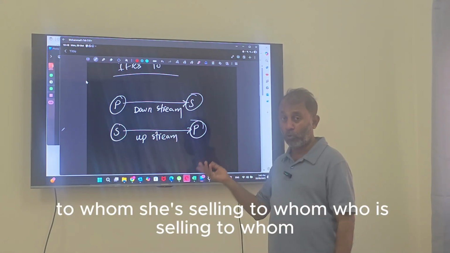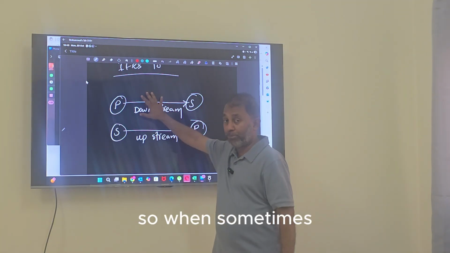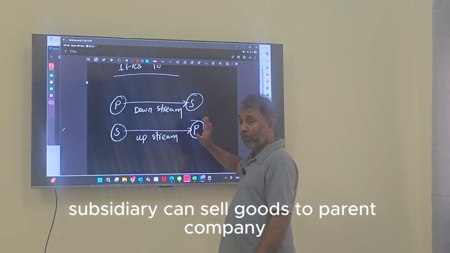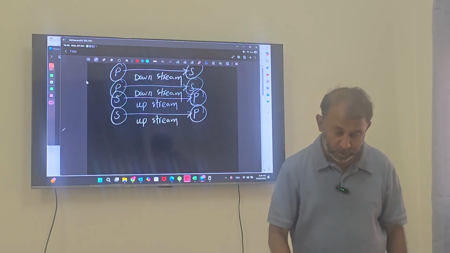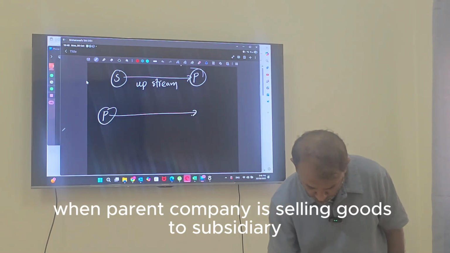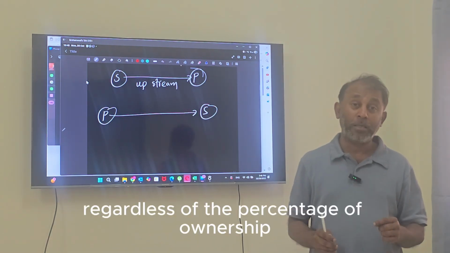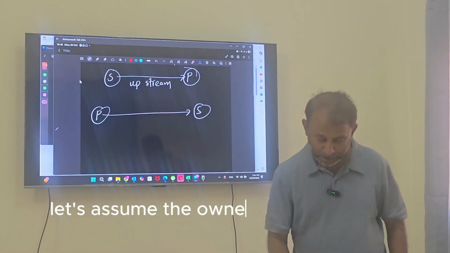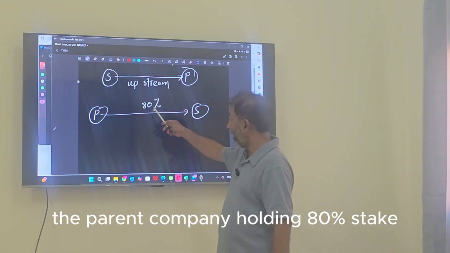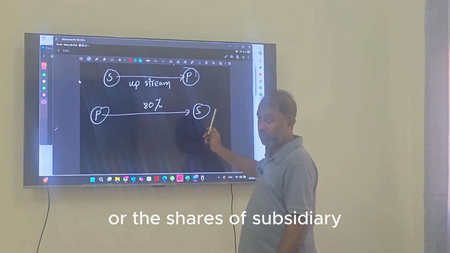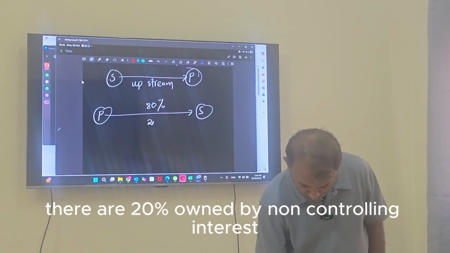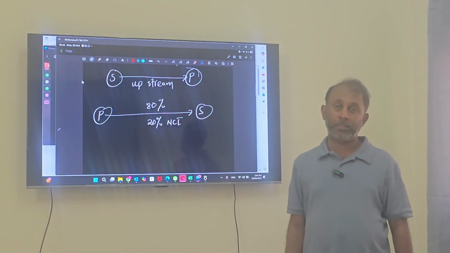So first of all, you all need to have that understanding: who is selling to whom? Sometimes the parent company can sell goods to the subsidiary, or sometimes the subsidiary can sell goods to the parent company. Now, to analyze further, a situation when the parent company is selling goods to the subsidiary, regardless of the percentage of ownership. Let's assume the ownership percentage is 80%. The parent company holds 80% of the shares of the subsidiary. That means 20% is owned by non-controlling interest shareholders.